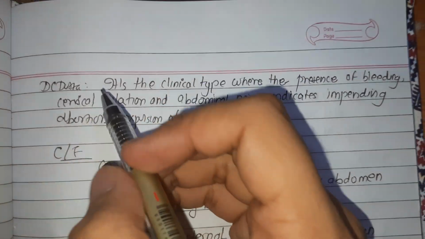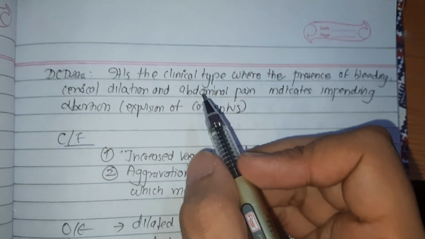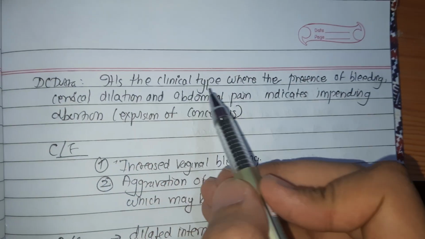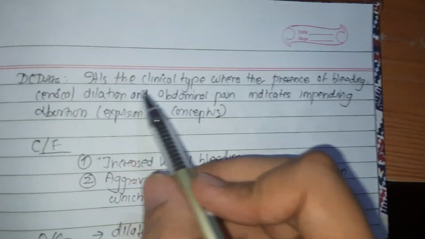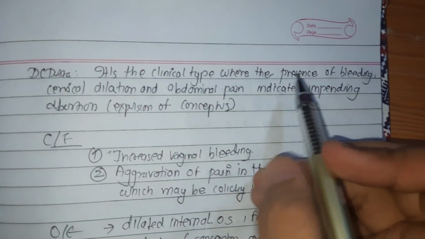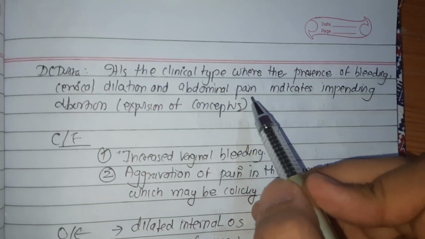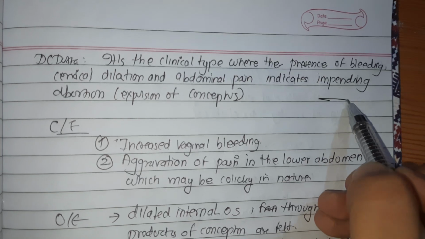And according to DC Dutta's definition of inevitable abortion, we have to write this definition in the exam from DC Dutta. It is the clinical type where the presence of bleeding, cervical dilatation, and abdominal pain indicates impending abortion.